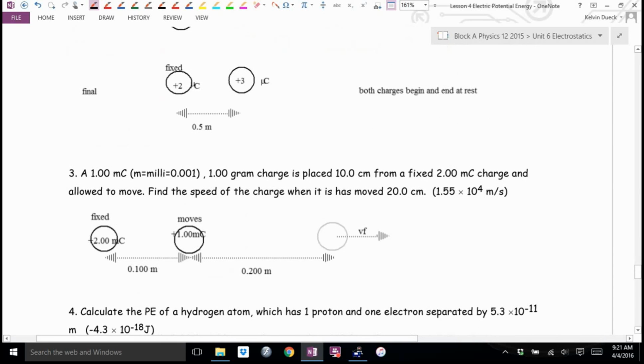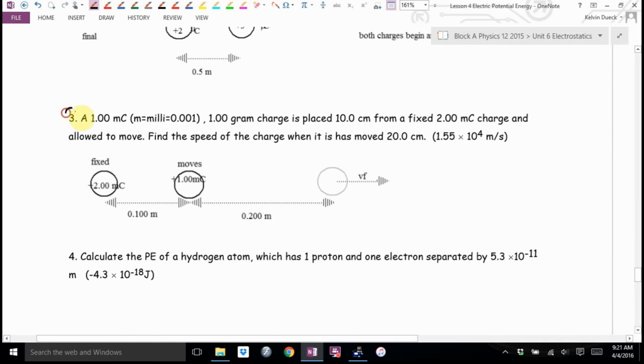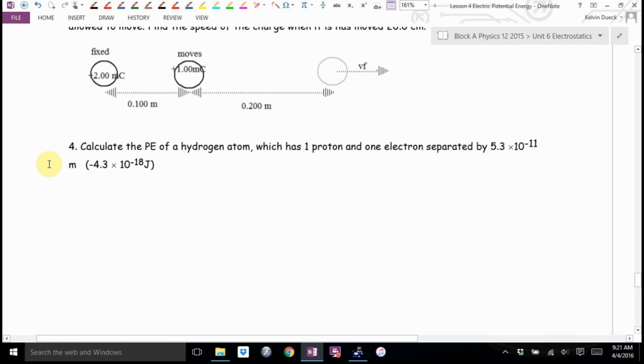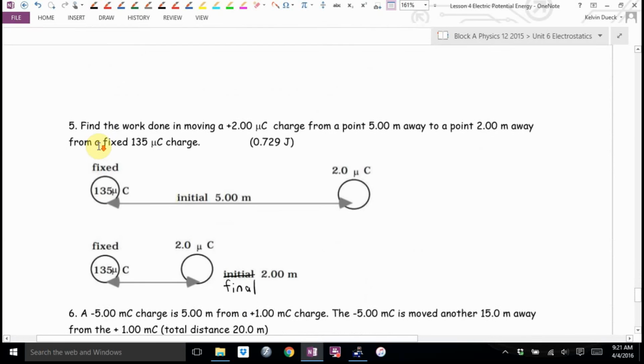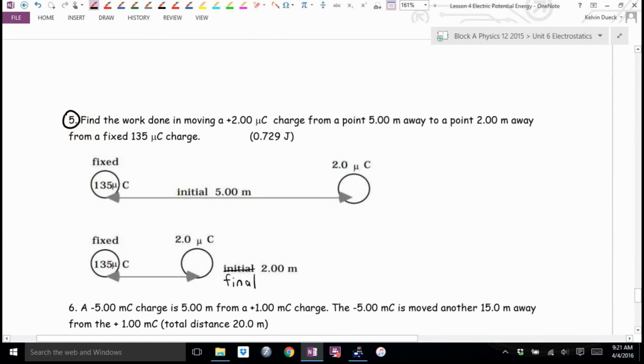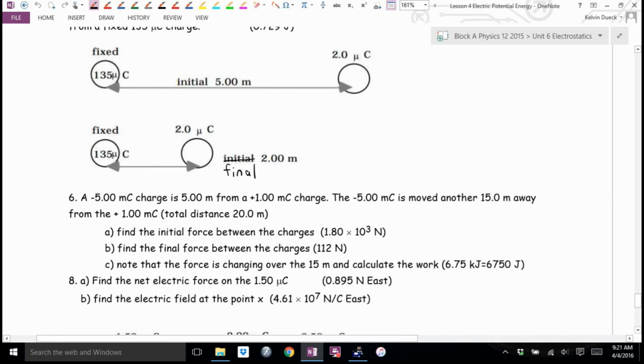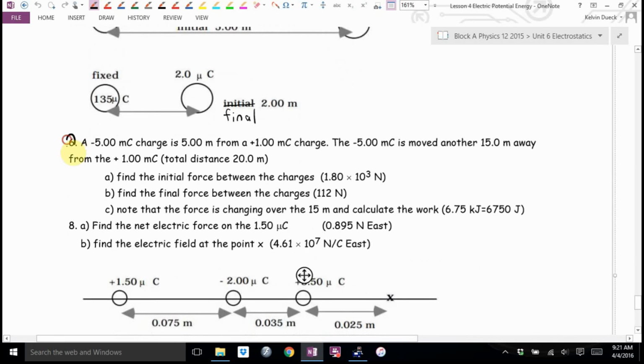2 is good. 3 is good. I'll skip 4. 5 is good. 6 is good. 6A says find the force. 6B says find the final force. But then 6C says calculate the work. You can't use force times distance because the force is changing. You'll have to find the work by going potential energy final minus potential energy initial plus kinetic. I think kinetic energy is 0.